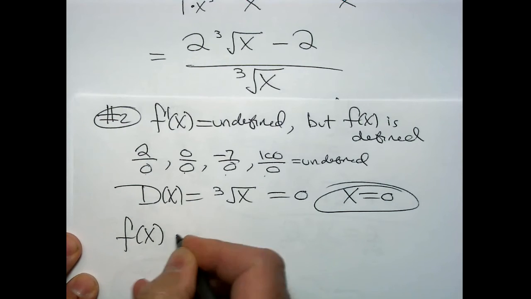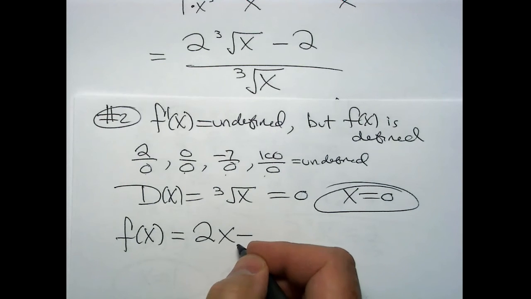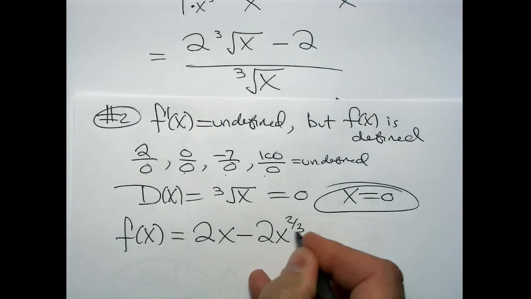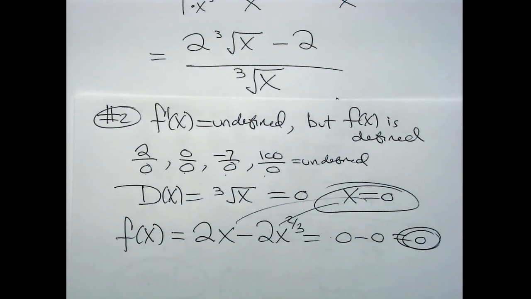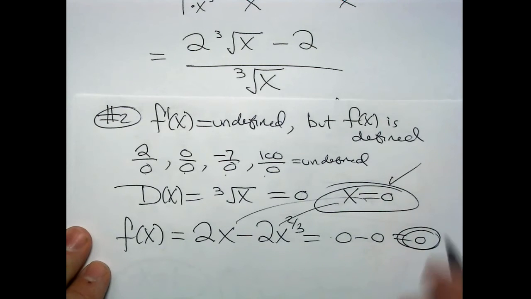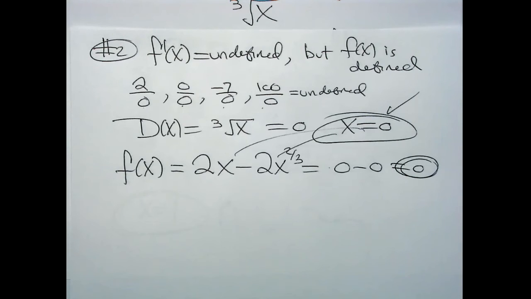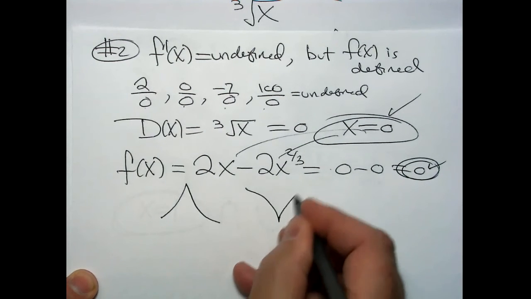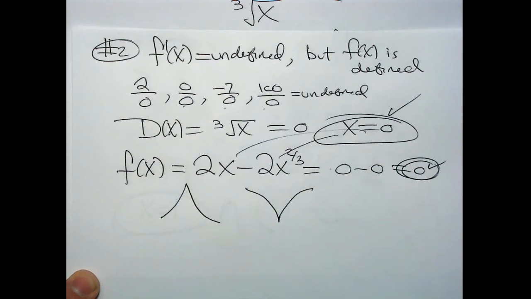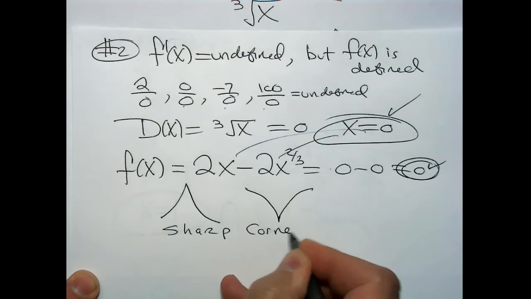F of x, the original function, was 2x minus 2x to the 2/3. Let's try x equals 0 to make sure it's defined. And it certainly is defined. It happens to be 0, and that's fine. So I'll check that one off. It's a critical number. Now, when you find a critical number in which the derivative is undefined, what does a curve look like when the derivative is undefined, but the y value is defined? That would be a sharp corner, and it's either one of these. So we definitely have a sharp corner at x equals 0. Some kind of sharp edge.